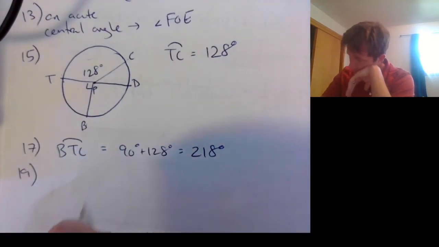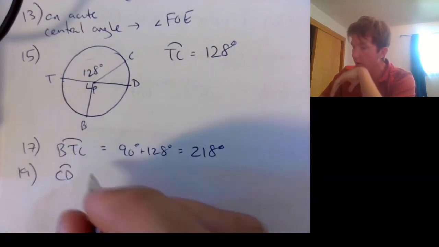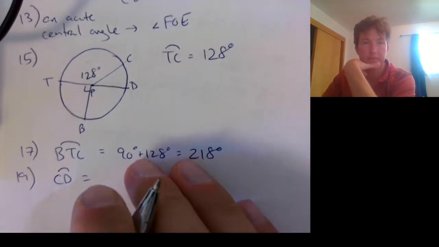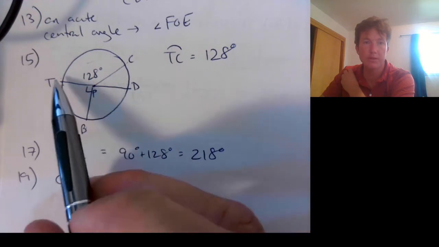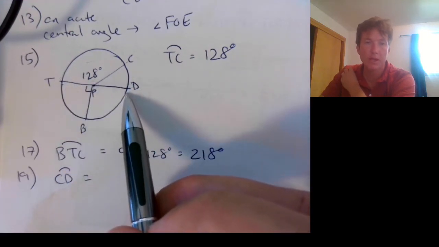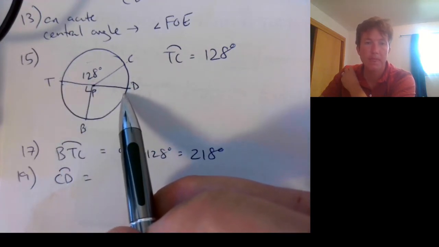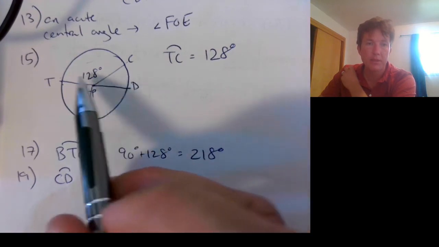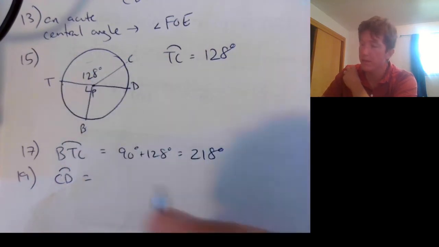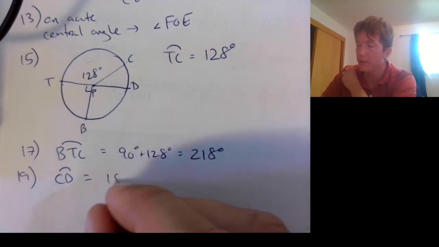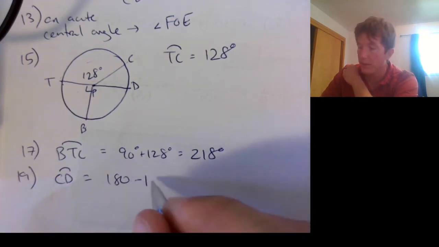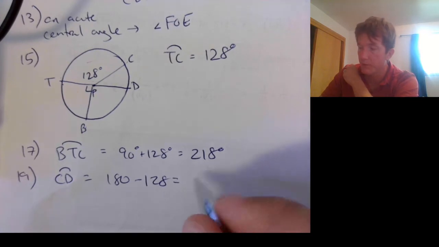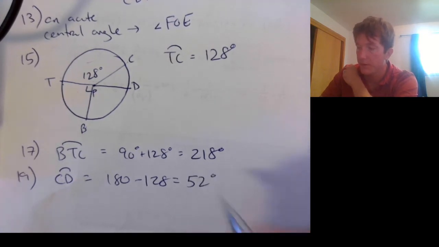Next one, 19, we have the measure of CD. Alright, so check it out. TD is a semicircle. The semicircle has 180 degrees. CD is the portion that is not T to C, which is 128. So 180 minus 128, which will be 52 degrees.